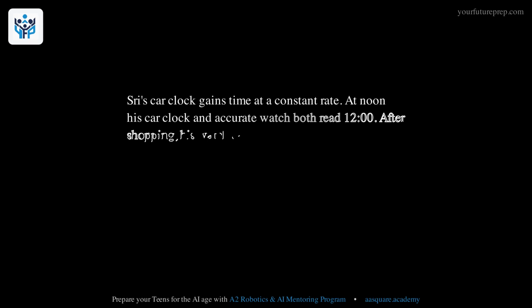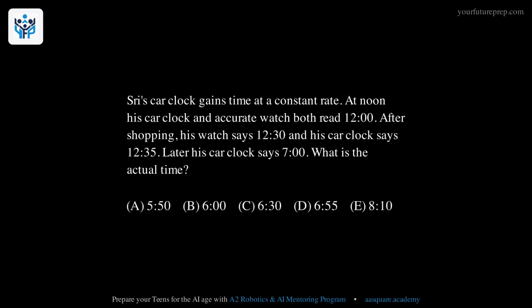The clock in Sri's car gains time at a constant rate. One day, both his car clock and his accurate watch read 12 o'clock noon. When he finishes shopping, his watch says 12:30 and his car clock says 12:35. Later that day he looks at his car clock and it says 7 o'clock. What is the actual time?